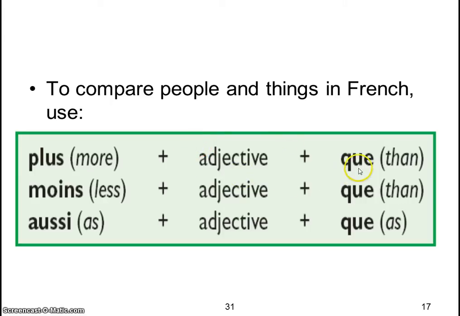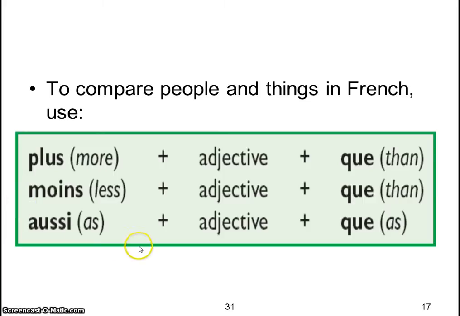Okay, and then you're gonna use que, which means than. If it's less, the person is less something than that other person. This adjective here agrees in gender and number with the previous person. It doesn't go with the second person. It goes with the first person or the first item.